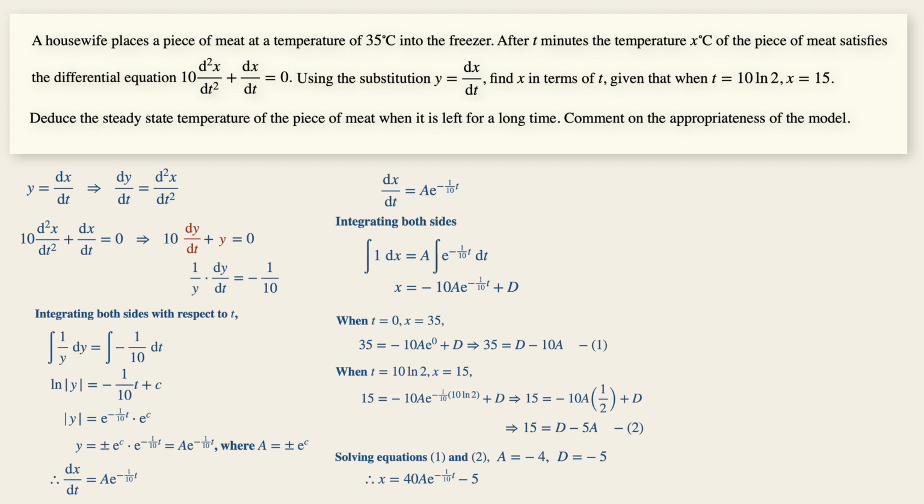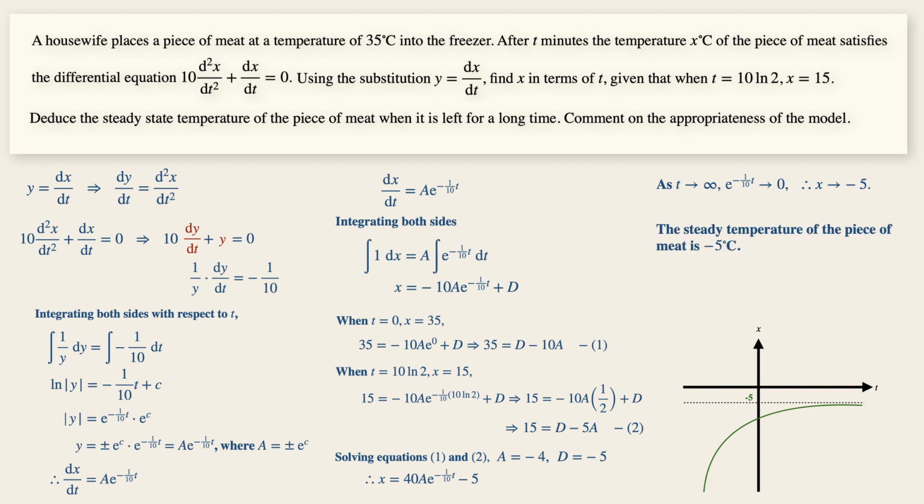Now let's move on to the next part, where we are going to deduce the steady temperature when the meat is placed in the fridge for a long time. You don't have to actually draw a graph, but to help you in your understanding, we can make reference to this graph of x over here to deduce the steady state. Notice that as t approaches infinity, e to the power of minus 1 over 10 t approaches 0, and therefore x approaches minus 5. Therefore, the steady temperature of the piece of meat is minus 5 degrees Celsius.